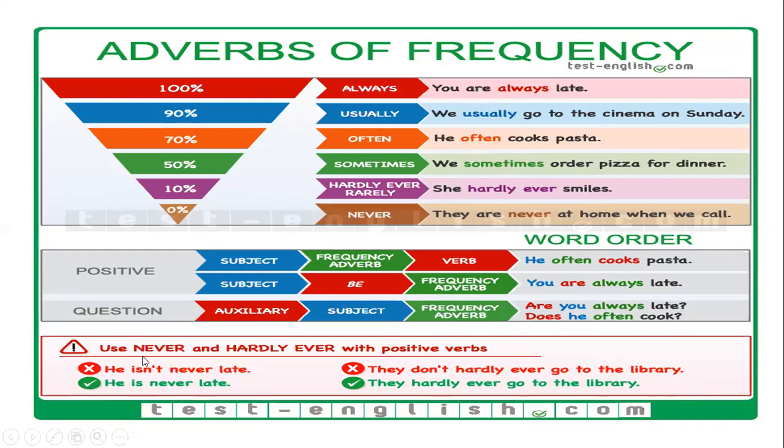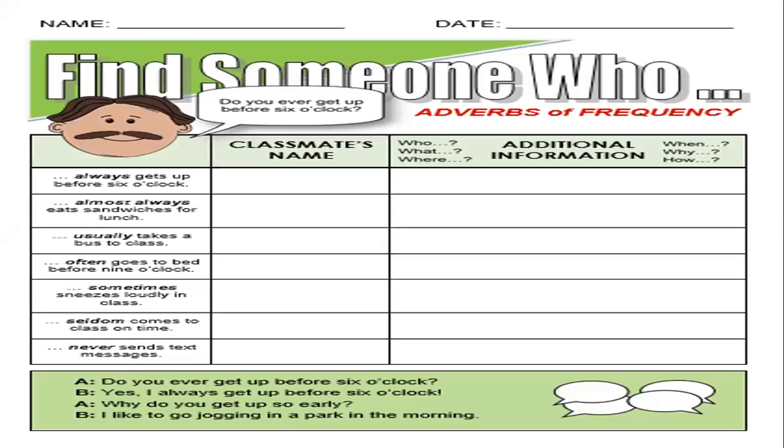So it says to use never and hardly ever with positive verbs. For example, you don't have to say he isn't never late, because never is like a negative word, so it's like a double negative. So you have to say he is never late, right? You don't have to use the negative isn't. You don't have to say they don't hardly ever go to the library, because hardly ever is like a negative. So if you add don't, it's like a double negative. So you have to say they hardly ever go to the library. You don't have to add the negative don't.